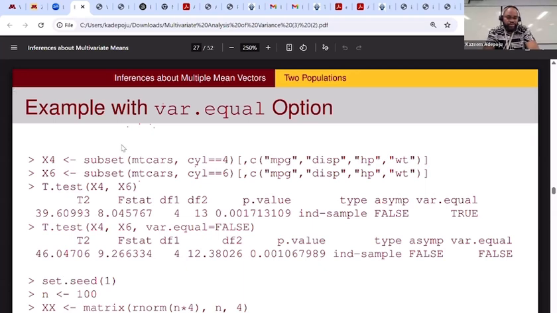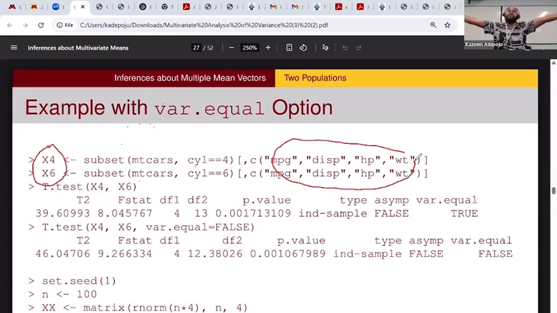I want to compare two groups. I want to compare cars with 4-cylinder engines with cars with 6-cylinder engines. I want to consider them over the same number of variables, 4 variables. Before I can compare parametrically, we actually need to investigate assumptions.